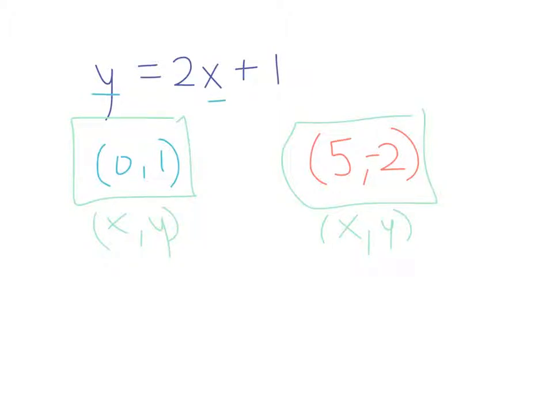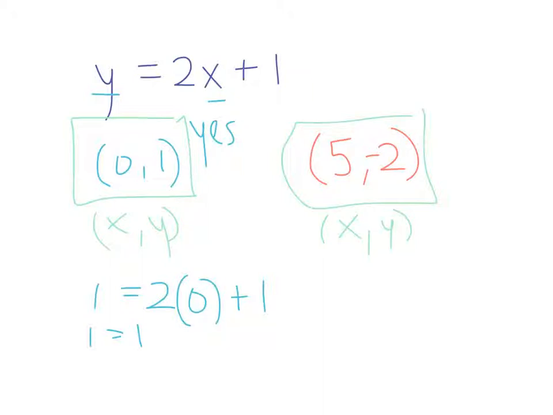So for this first one, I'm going to plug in exactly where the y goes. I'm going to put a 1 is equal to 2 times the x's value, which is 0, so I plug in a 0 there, plus 1. What's 2 times 0? That's 0, so you end up with 1 is equal to 1. That is a true statement, so yes, this one works.